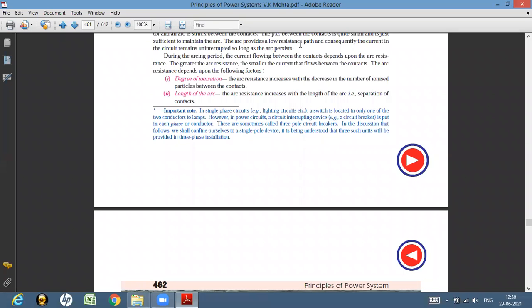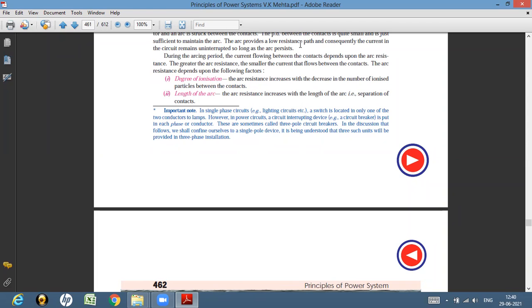Number one will be the degree of ionization, number two will be the length of the arc, and number three will be the cross-sectional area of the arc. As you know, resistance R is directly proportional to the length and inversely proportional to the area. So that means if you increase the length of the arc, that means if you increase the length between the fixed contact and the moving contact, obviously the length of the arc will increase.